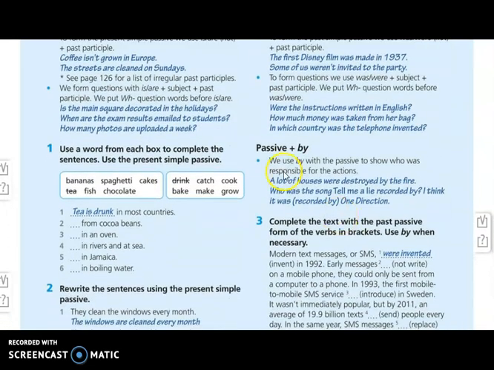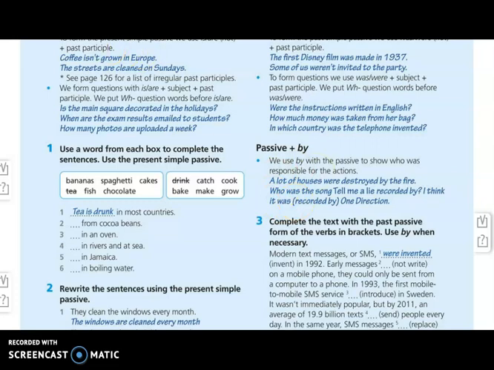When we can use by, we use by with the passive to show who was responsible for the actions. A lot of houses were destroyed by the fire. The fire was responsible for this action or for the destruction. Who was the song Tell Me a Lie recorded by? I think it was recorded by One Direction. So we use by to show who was responsible for the actions.